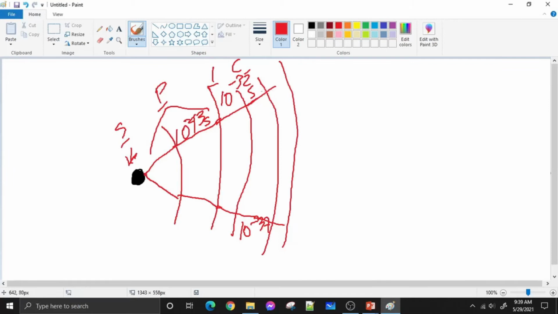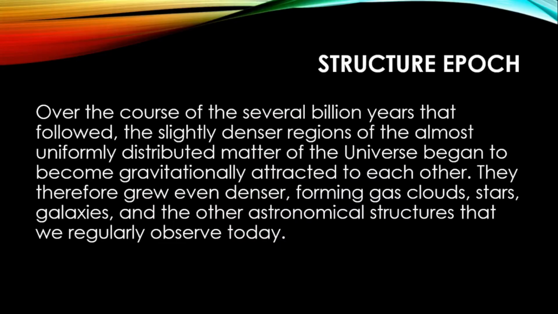The last phase of the Big Bang theory is the structure epoch. So this is now the structure epoch. Singularity, the Planck, expanding more to the inflation, then the cooling phase, and then the last one is the structure epoch.